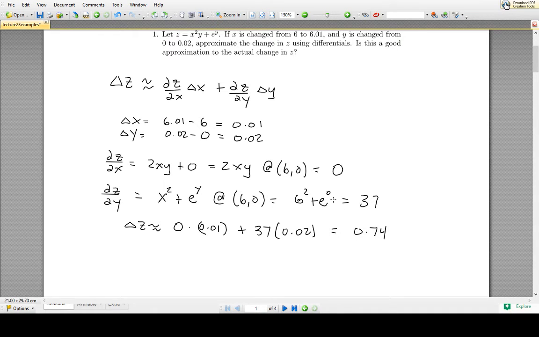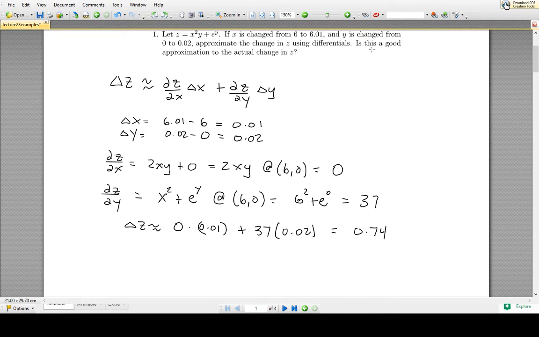So what this is saying is that if we went from having an x value of 6 and a y value of 0, and we just nudged x and y a little bit and went to x is 6.01 and y is 0.02, what would happen to z? This is saying that z would approximately change by 0.74 when we make those changes in x and y. So this is the answer to the first part.